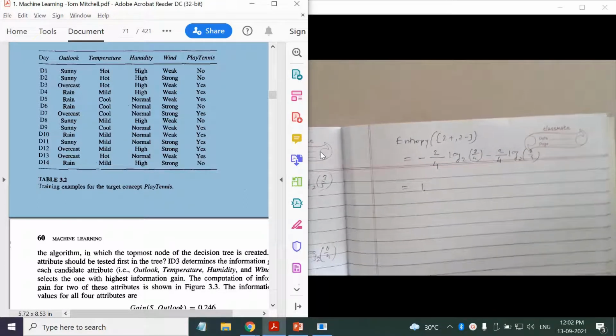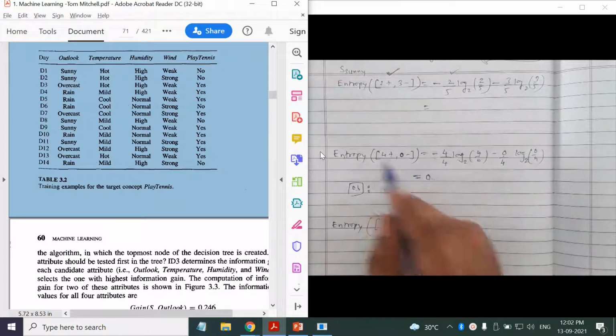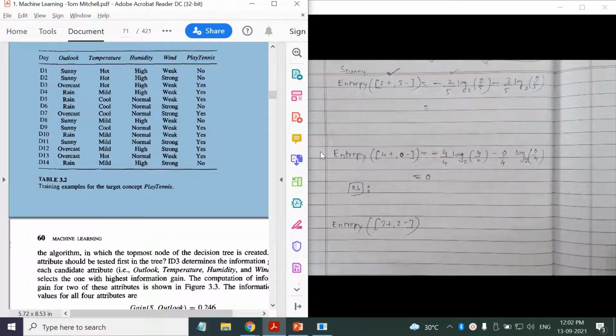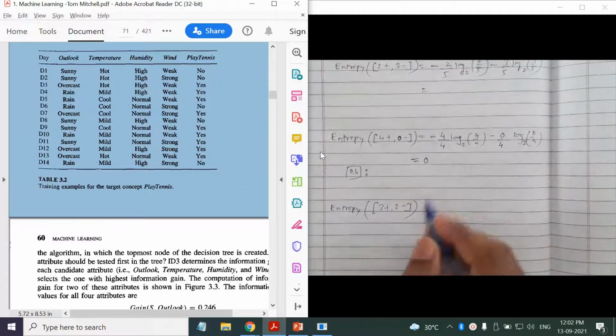Okay, so remember these 2 observations. So if you have any 0 value, entropy score will be 0. If you have balanced data, the entropy score will be 1. So you can directly write down the score, no need to calculate.